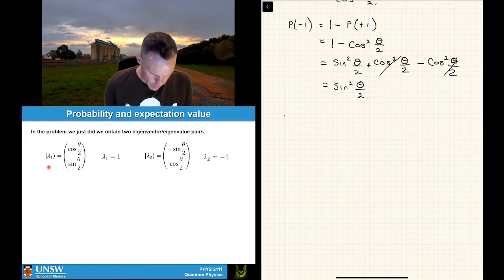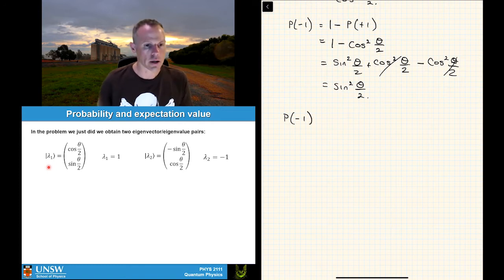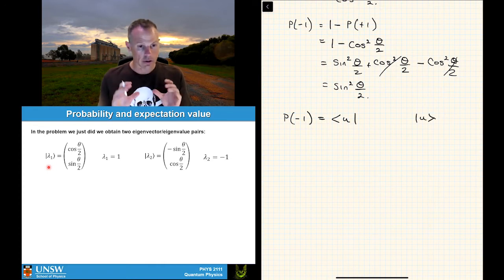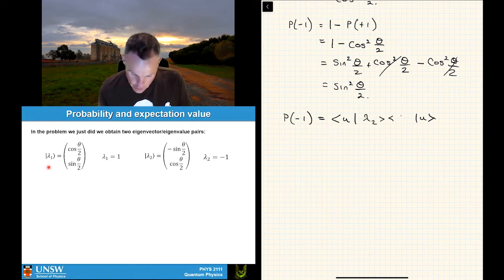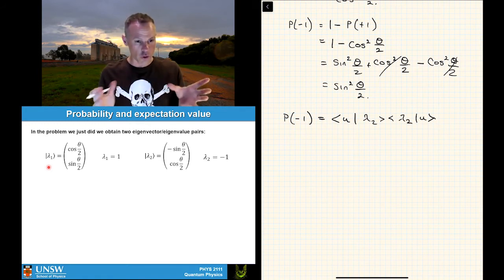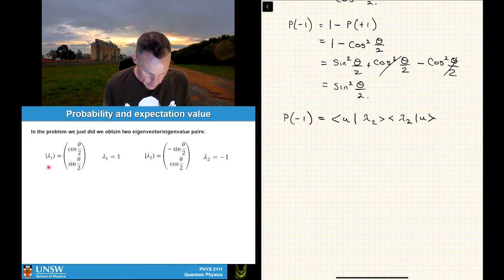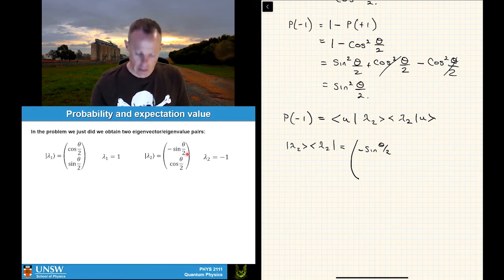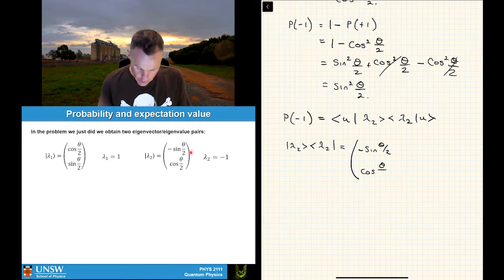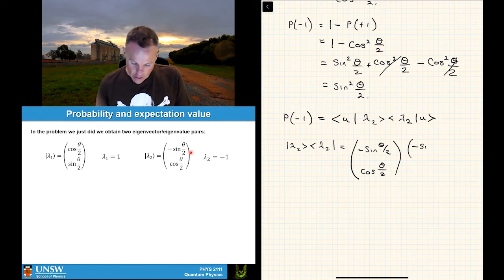Perfectly acceptable way to do it. And so the other way to do this would be to go p of minus 1 just here. And this would be up, up. The projection operator we would use in this case would be for lambda 2. So we'd have lambda 2 in here. And what I'm going to do is actually do this by the full version with the matrix in it. Okay, so let's first get the projection operator. So lambda 2 is going to be, we've got minus sine theta on 2, so we're now using this vector here, cos theta on 2, minus sine theta on 2, cos theta on 2.